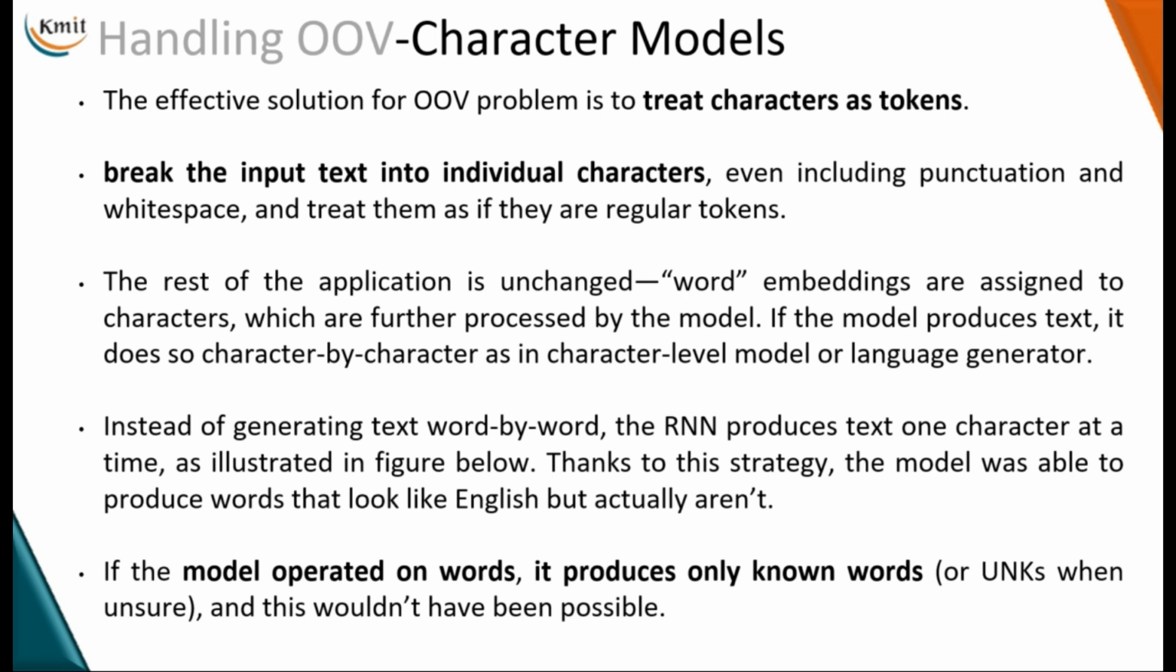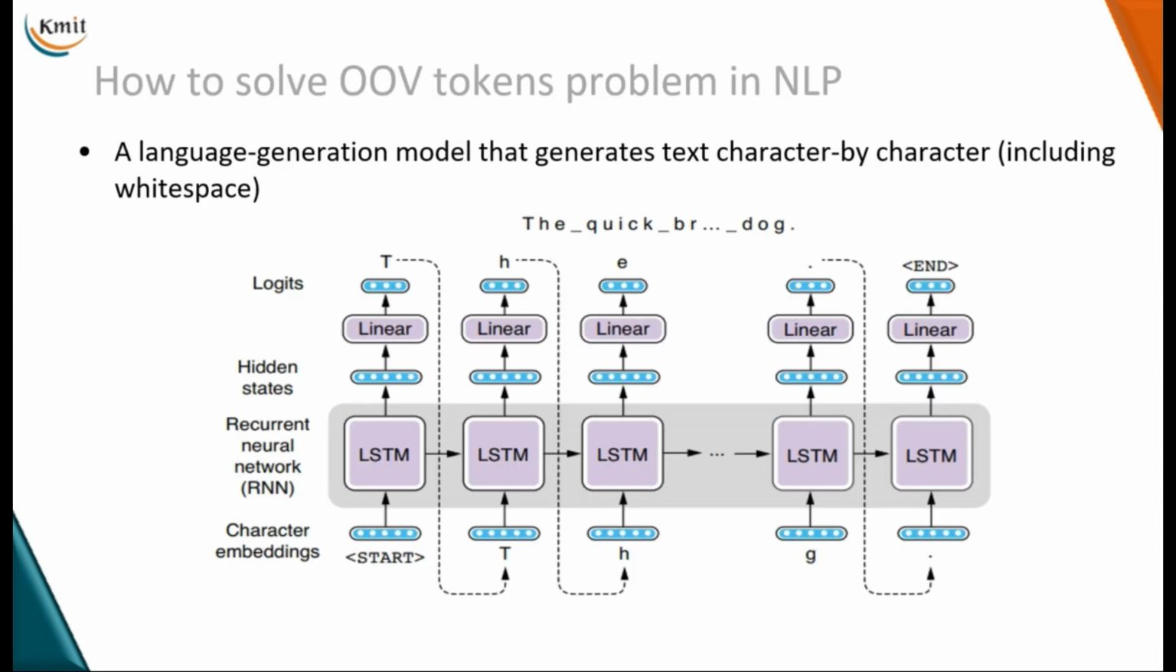In fact, we already used character level models, right? We built a language generator using character models where we take character by character, that is letters individually, for generating text. We used an RNN model which produces text character by character, and which also includes white space. As you can see in this particular figure, thanks to this strategy, the model was able to produce words that look like English but actually aren't. Notice a number of peculiar words, for example deposit, studented, distaples, that resemble English words in the output. If the model operated on such words, it would produce only known words like despite, studented, distaples. If you use such different words, they would give us UNK tokens, and this wouldn't be possible.